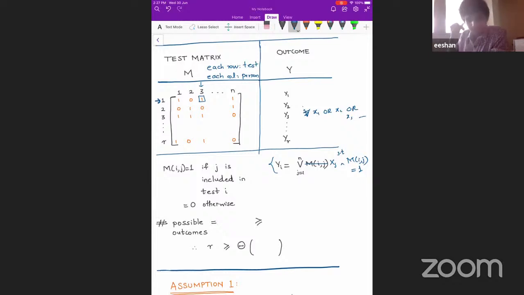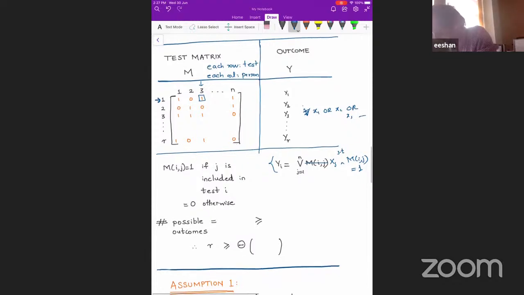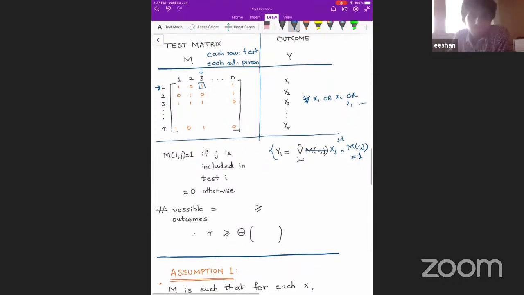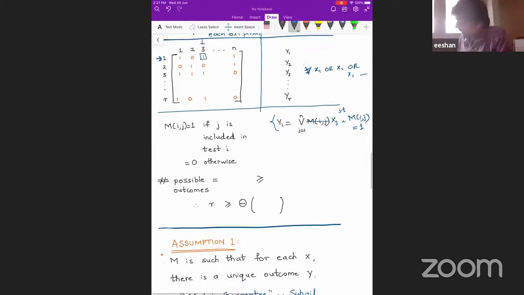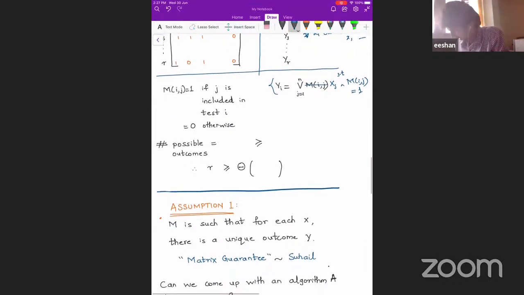Basically, you're XORing all of the ORing. Not the XOR, but the OR. Right, exactly. I had messed up. I just wrote the matrix entry, but that is not the case, as Suhail and RP pointed out.